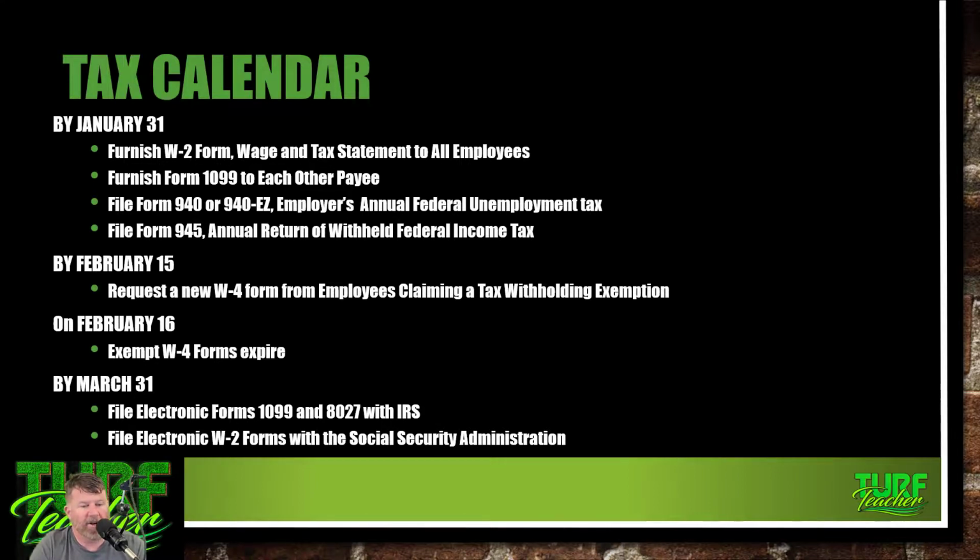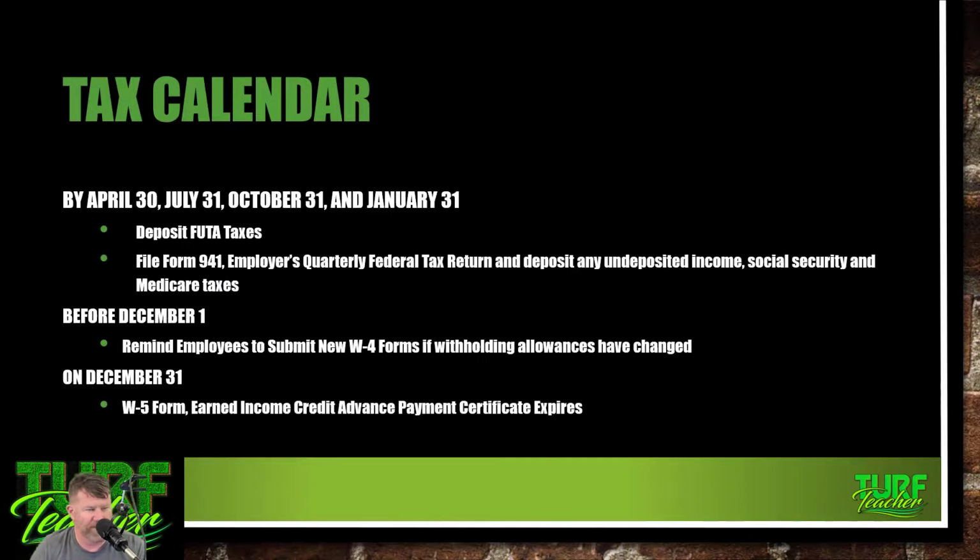By March 31st, file electronic forms 1099 and 8027 with the IRS, and then file electronic W-2 forms with the Social Security Administration. And again, what am I doing? I'm using a payroll service. By April 30th, July 31st, October 31st, and January 31st, you need to deposit FUTA taxes, file Form 941, the employer's quarterly federal tax return, and deposit any undeposited income, Social Security, and Medicare taxes. Before December 1st, remind employees to submit new W-4 forms if withholding allowances have changed. And on December 31st, the W-5 form, the Earned Income Credit Advance Payment Certificate, expires.